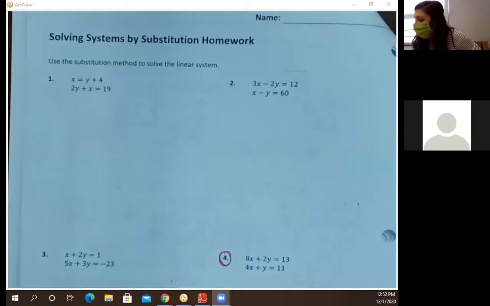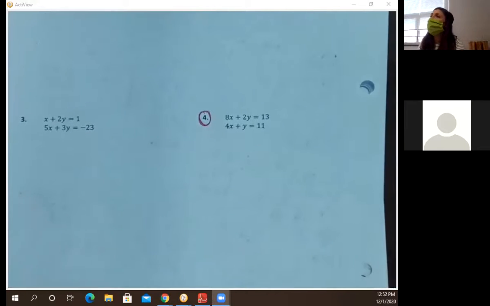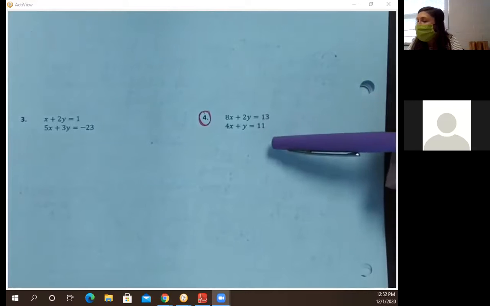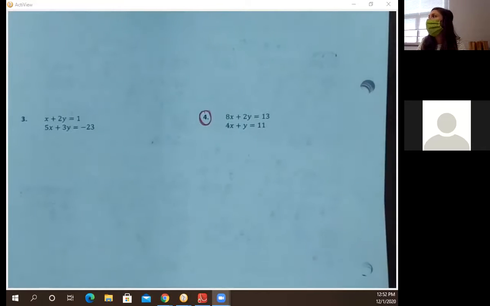Okay, so on page 136, I'm going to start by looking at number 4. Again, this was one of your homework problems from last night. So we were solving this using that substitution method. Number 4, as it's set up right now, does not have an equation with a variable already by itself. That means I'm going to have to move some stuff around.